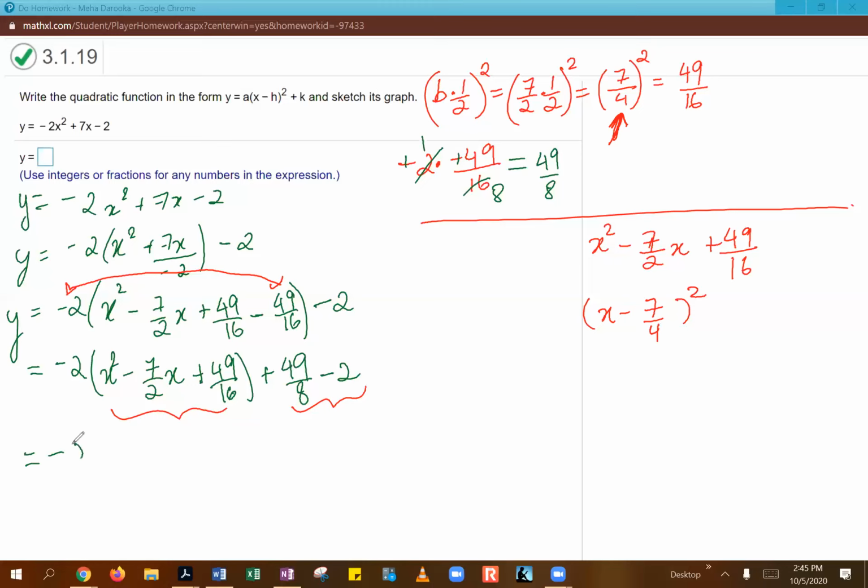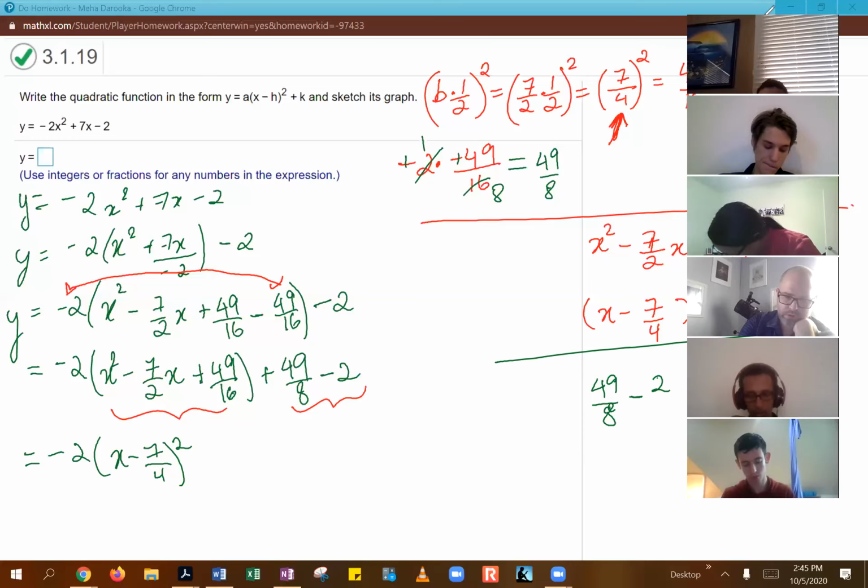So negative 2 on the outside. This factors into x minus 7/4 to the second power. And then what happens when you add that 49 over 8 with negative 2? Or subtract.